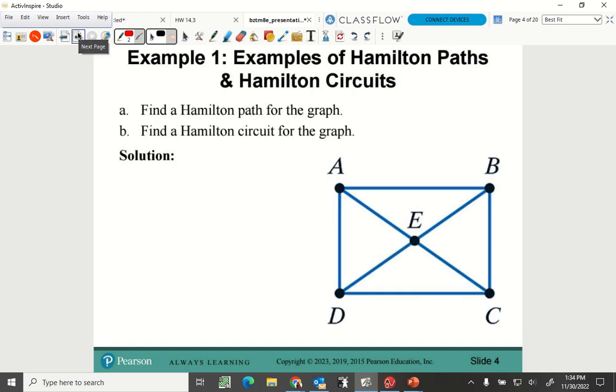Find a Hamilton path for the graph. A Hamilton path goes through every place how many times? Once. Goes through every single one once. Okay, so let's see. Watch this. A path is easy, because all I have to do is connect the dots. Bam, bam, bam.